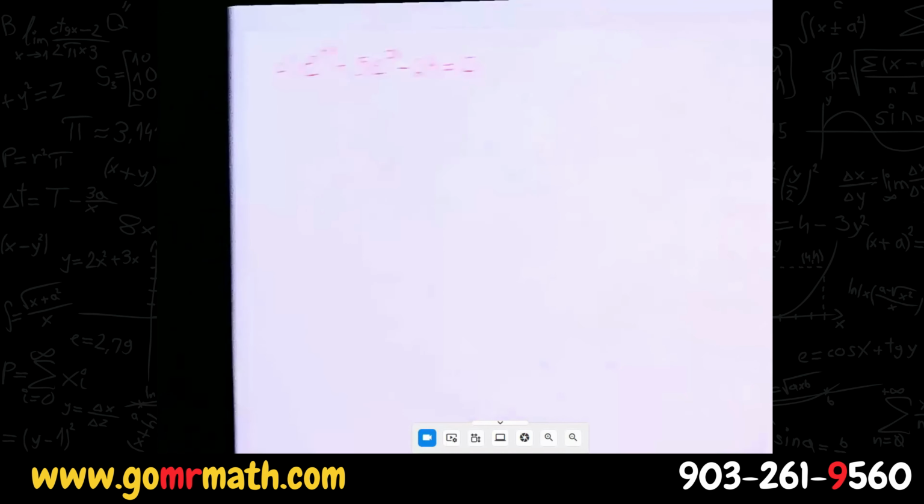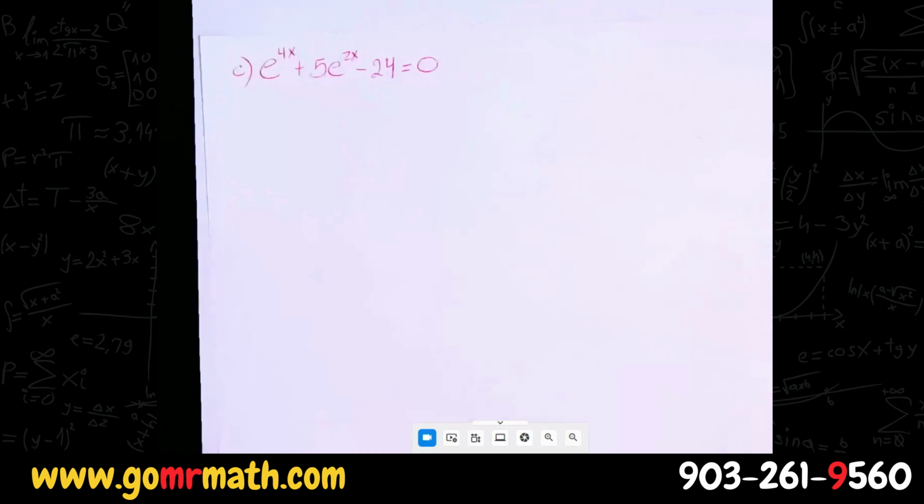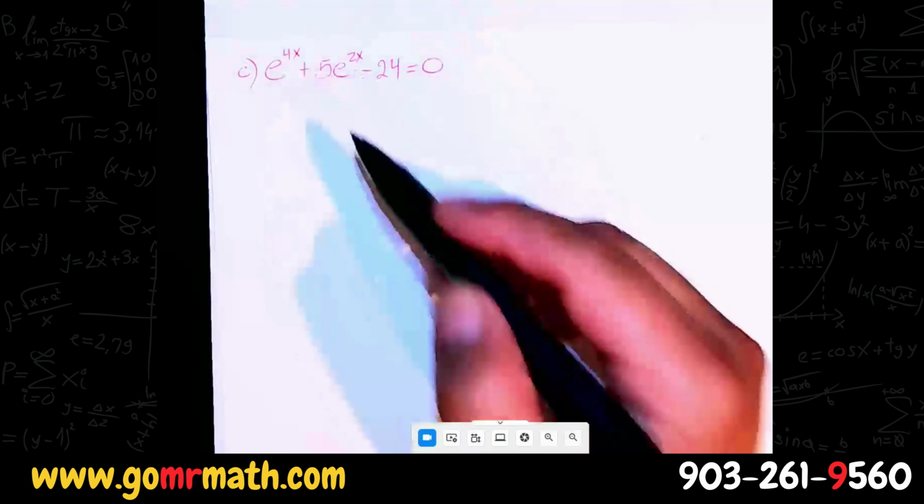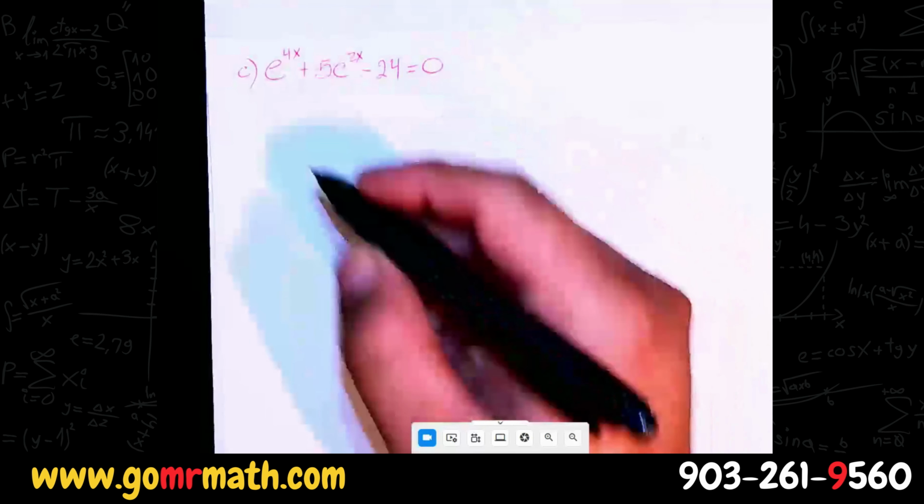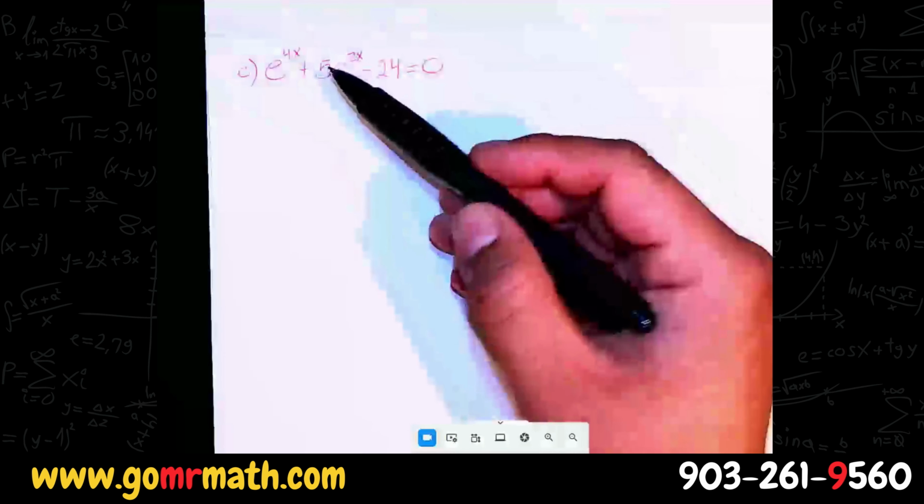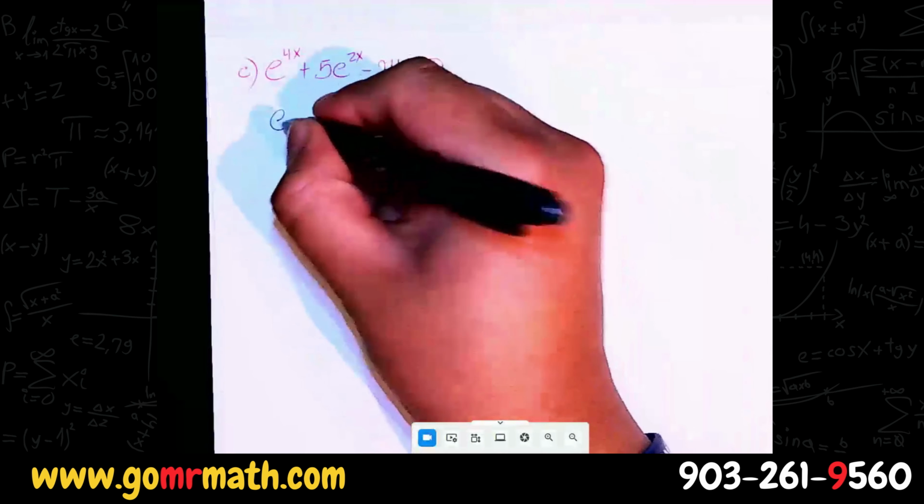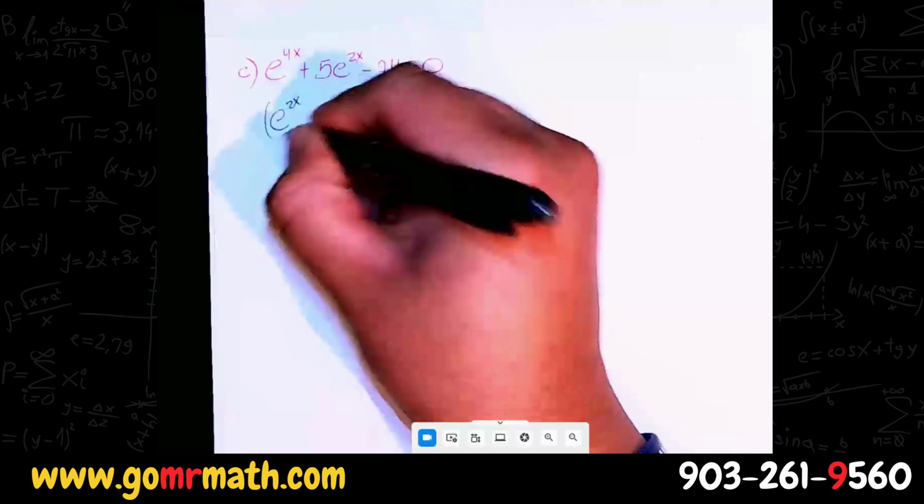Let's check. On this e to the 4x, we have e to the 2x, so this 2 looks related, right? So let's try to express this e to the 4x as e to the 2x and then elevate it to the square. Okay, this is the same.